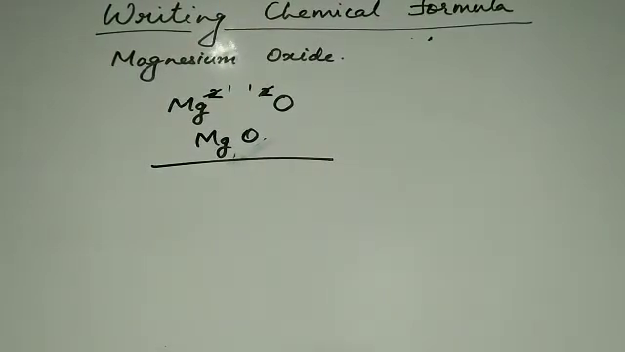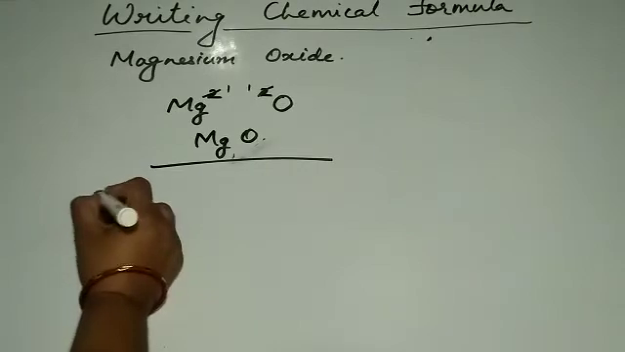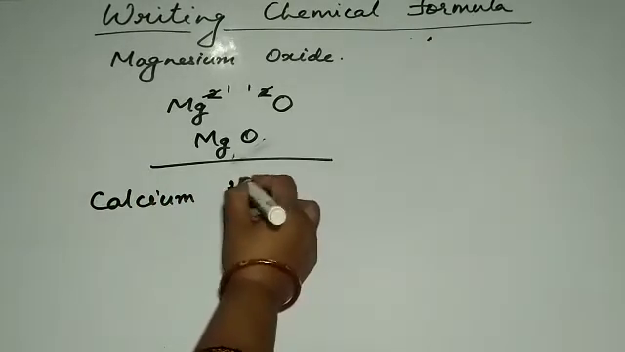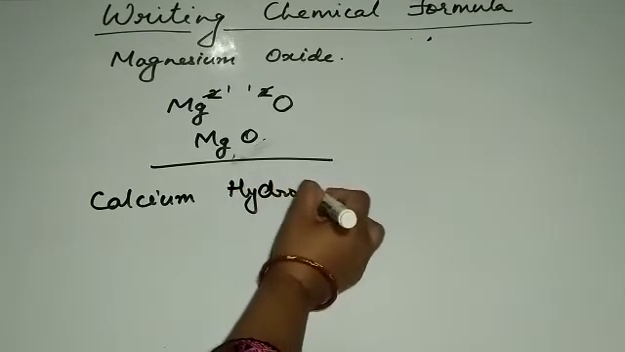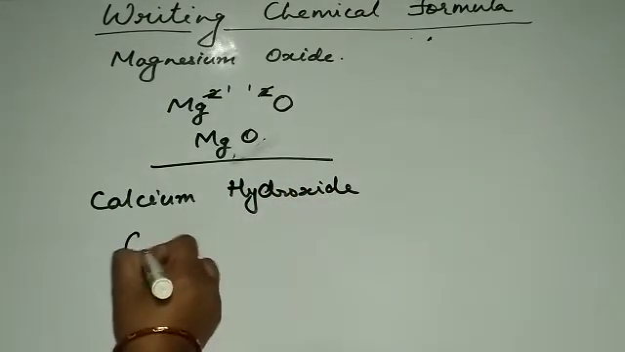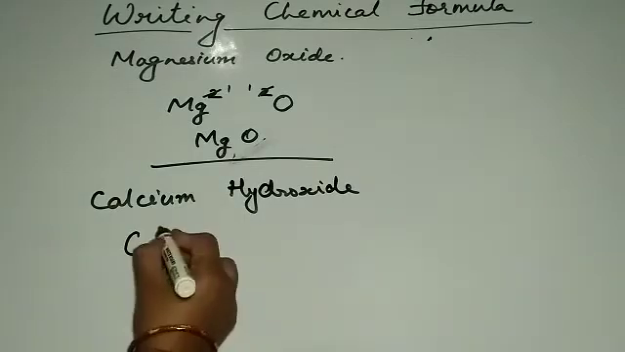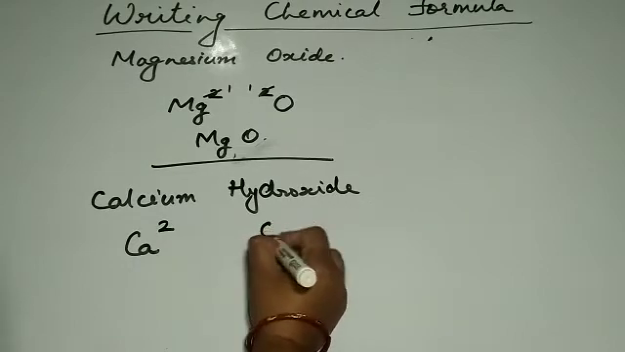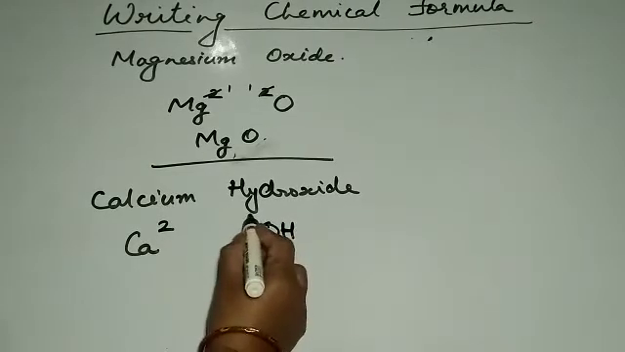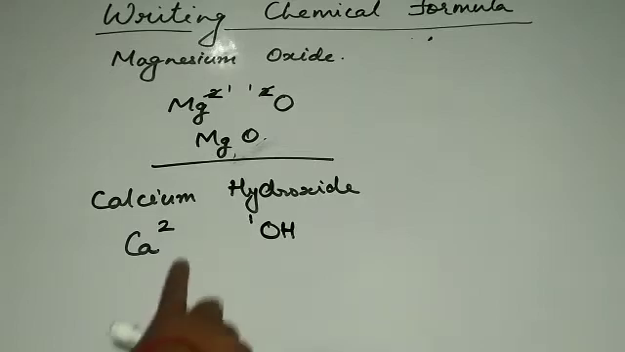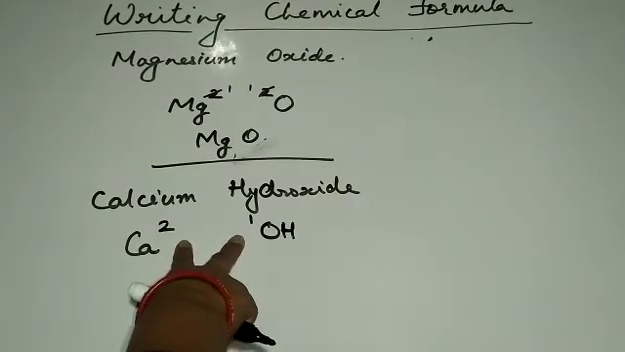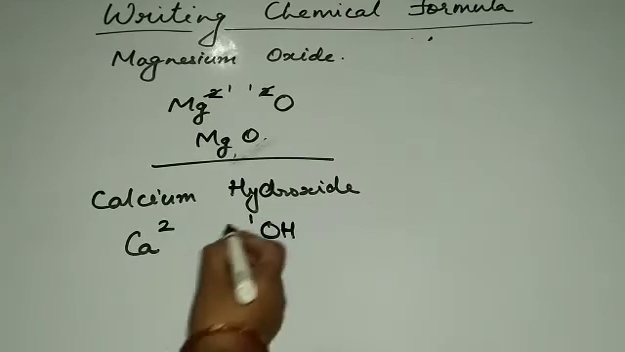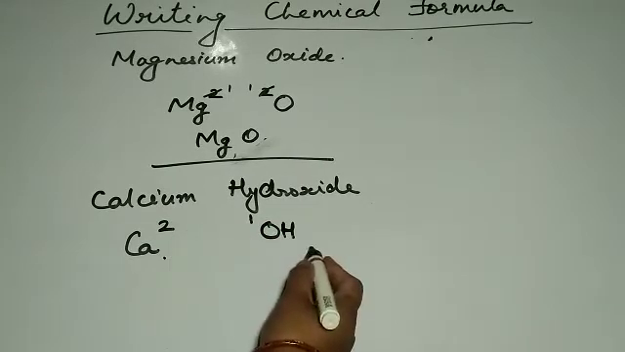Right, let's take another one. Suppose, calcium hydroxide. Calcium symbol is Ca, valency I told you just now is 2, written as superscript. Hydroxide is OH, the valency is 1. Now these cannot be brought down to their least multiples. You cannot cut them down, so we are not going to cut them down. We are directly going to crisscross them. This comes here and this goes there.